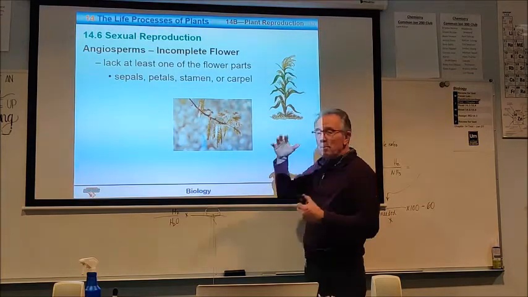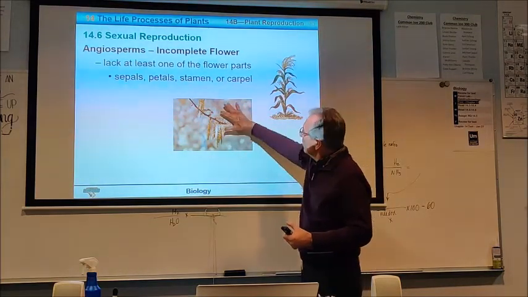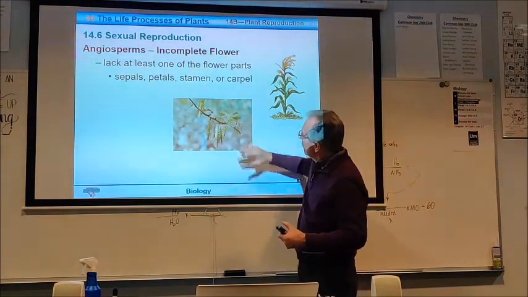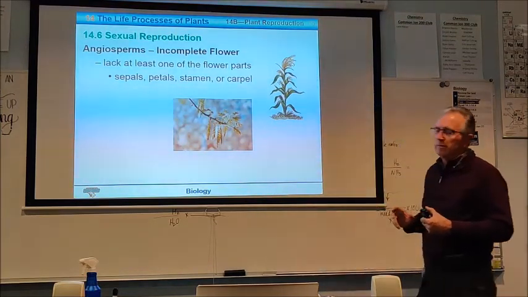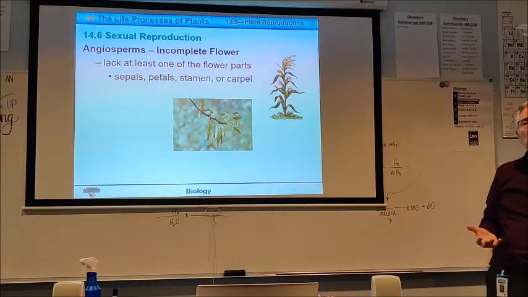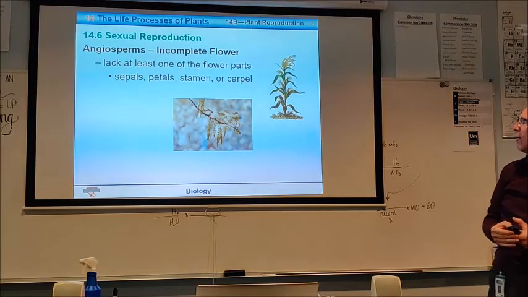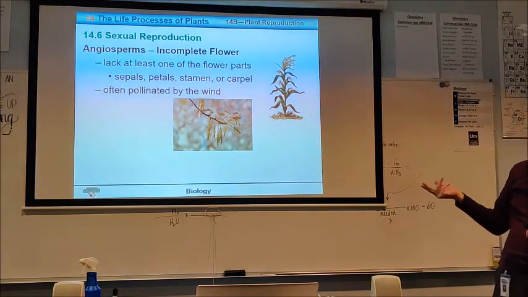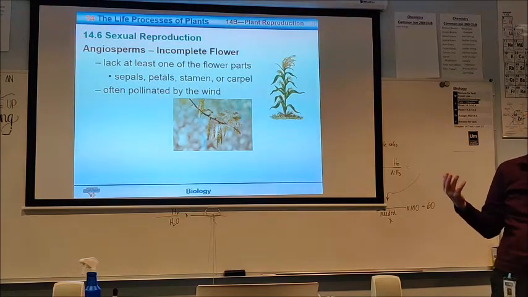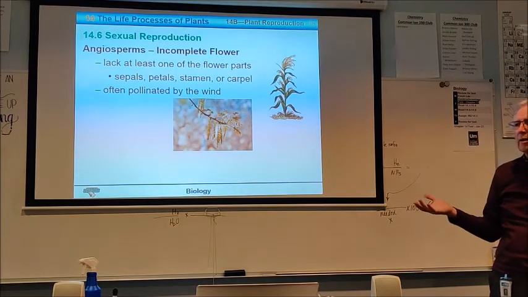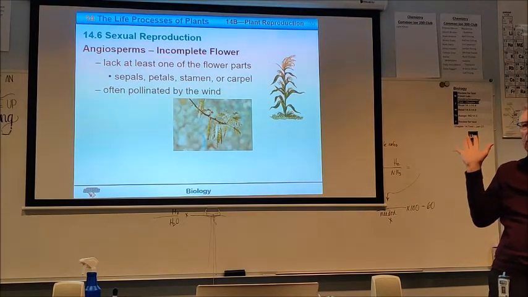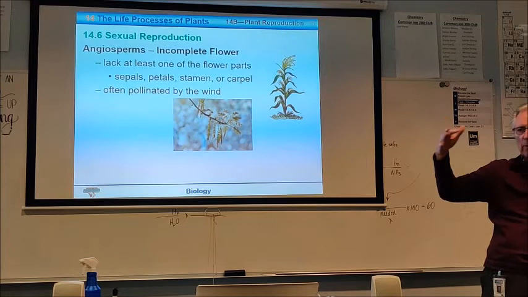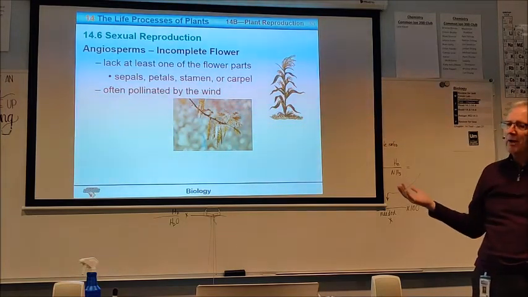But you don't see any petals. Or you see these hanging down from the trees, and that's the male part of the flower. And these are typically, as I said, pollinated by the wind. The petals would get in the way. They would block the wind from picking up the pollen and blowing it to a flower that needs to be pollinated.